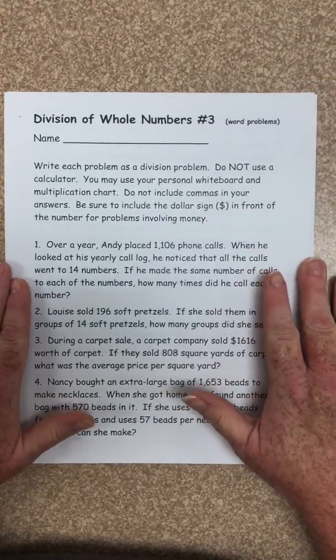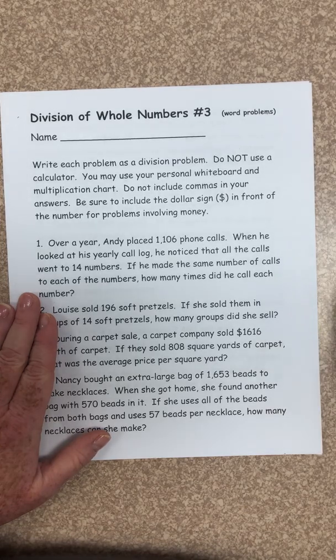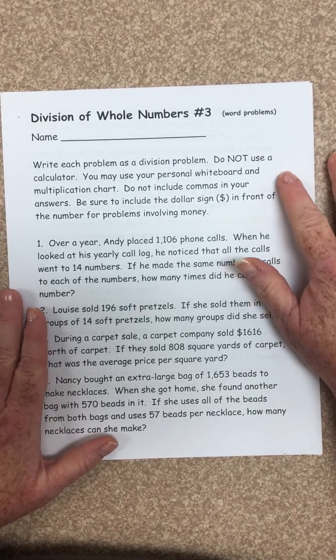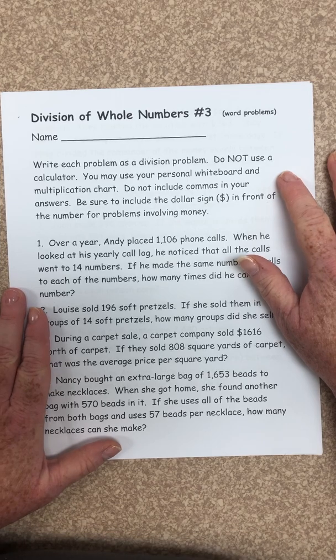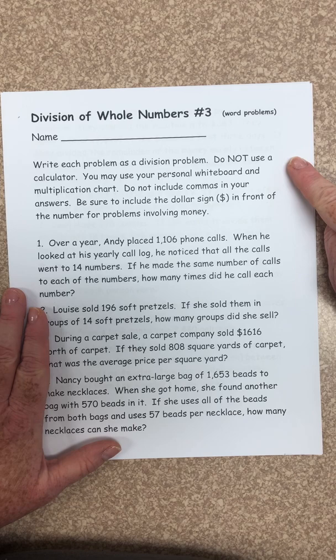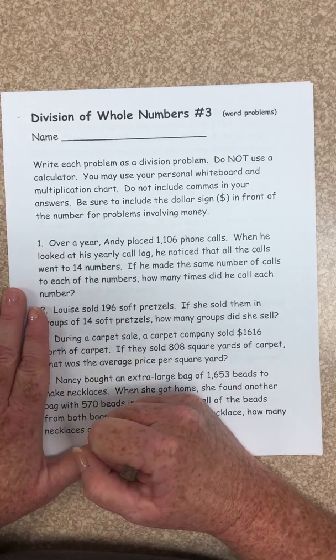Now let's look at the practice I would like for you to do. This is division of whole numbers number 3. This is again word problems. Write each problem as a division problem, and I've shown you 2 different ways to do that. Do not use a calculator. You may use your personal whiteboard or paper and pencil, and you can use your multiplication chart.